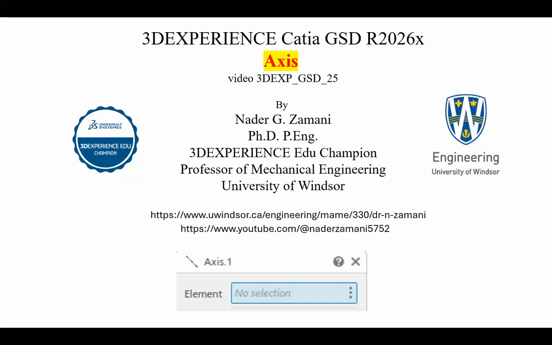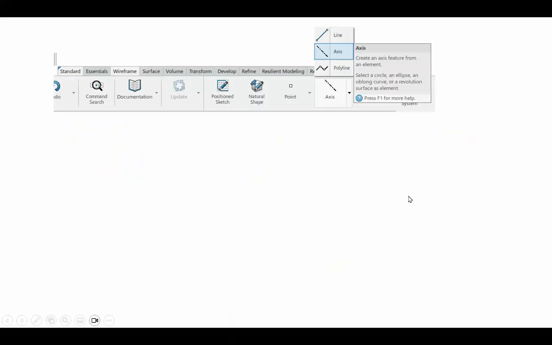This is video number 25 in support of the 3D Experience CATIA generative shape design application. The item that I'm going to be discussing is the axis icon, which you can find in the generative shape design. If you are in that application and from the ribbon select the wireframe tab, notice that there is a pull-up menu here which has line, axis, and polyline in it. We have already done lines in the previous 5-6 videos, and now we're going to do the axis one.